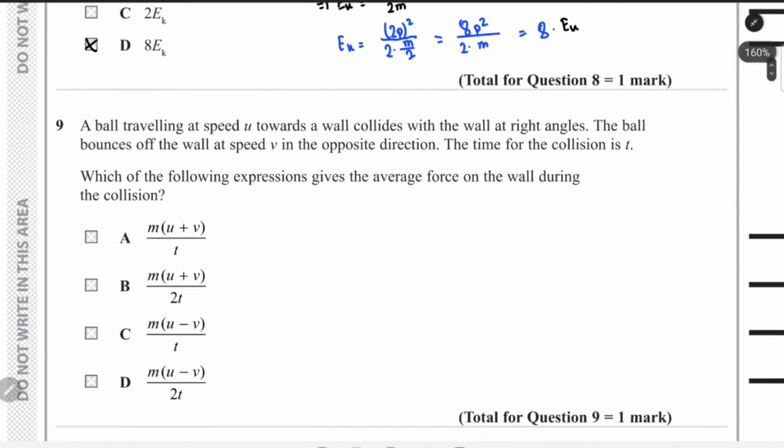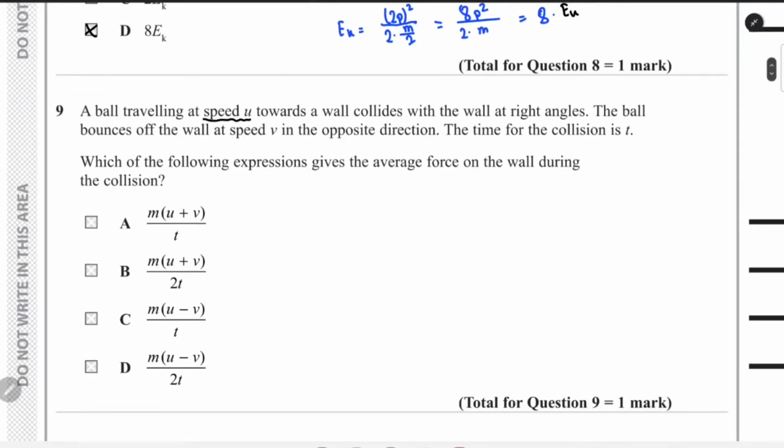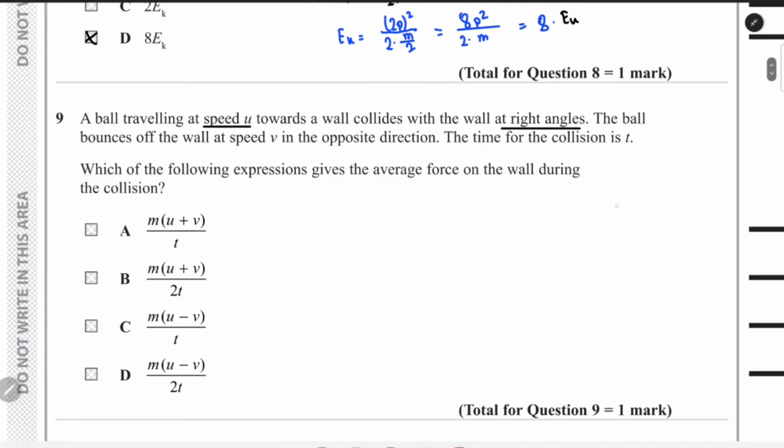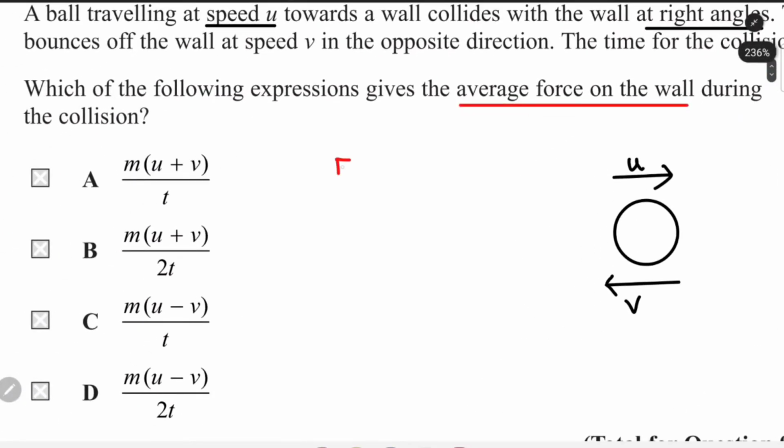Now in question 9, we are given a ball that is traveling at a speed of u towards the wall and collides with the wall at right angles. So this is the wall and this is the ball. It's traveling at velocity u initially, and after colliding with the wall it travels in the opposite direction with speed v, and the collision time is given as t. We have to find the average force on the wall. We know that force is also the rate of change of momentum.